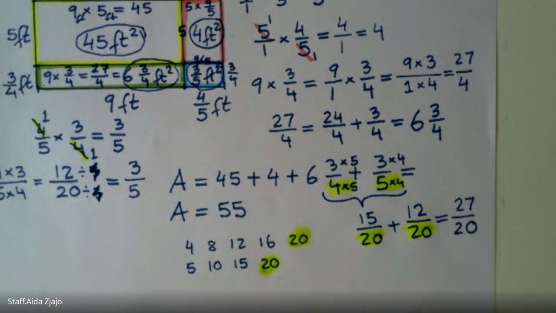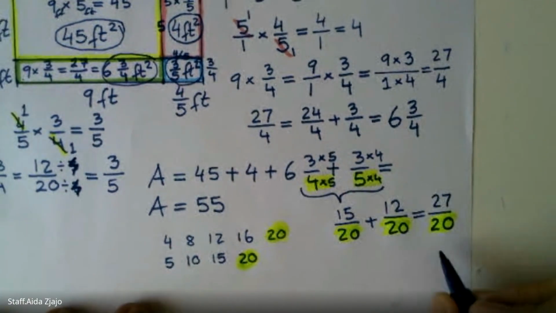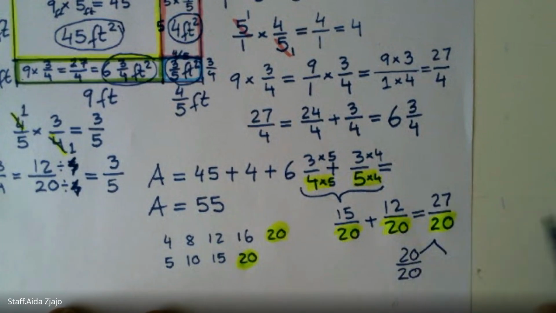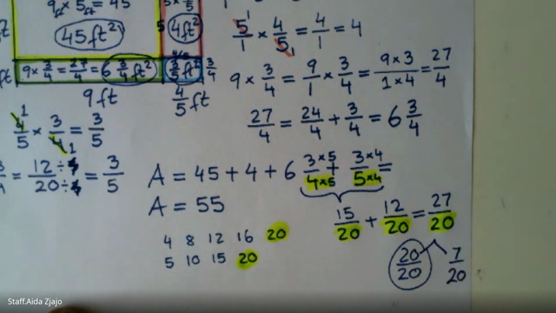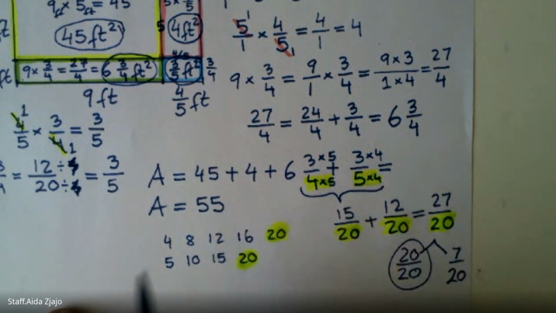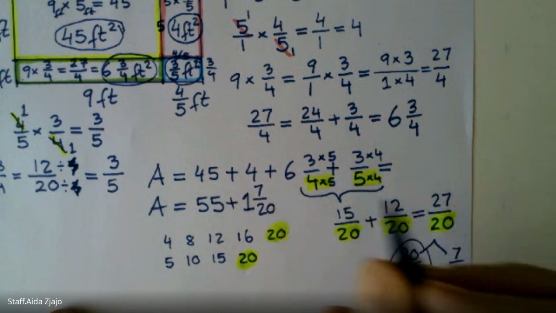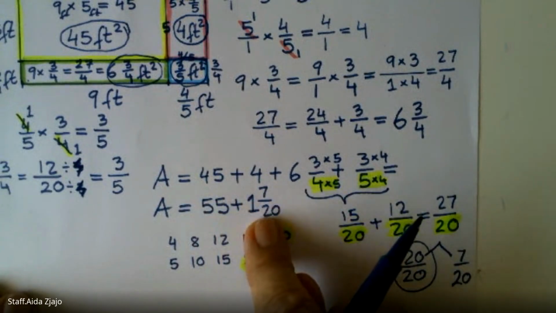Now you can see if you have 27 pieces of a fraction that is really small, like 20ths, then you can have a whole. 20 pieces will make a whole, and you will have 7 20ths left. So now I'm going back to this one and adding 1 whole and 7 20ths. So the final answer is 56 wholes and 7 20ths.